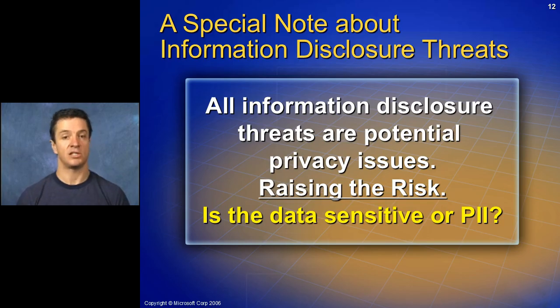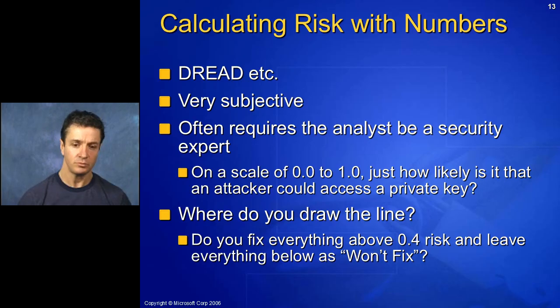I want to point something out that's extremely important, and that is that you should always take important notice of information disclosure threats, and you should always look at the nature of the data that could be subverted or disclosed. If the data is confidential, sensitive, or personally identifiable information, and you have an information disclosure threat, you potentially have a privacy issue. And the net effect of that is it bumps up the risk. So, calculating risk.